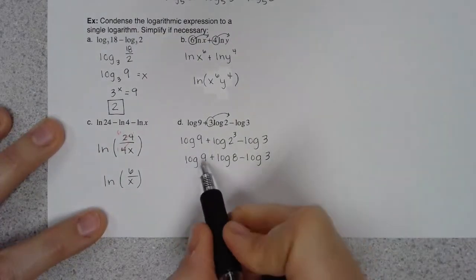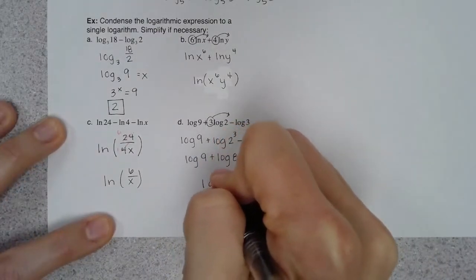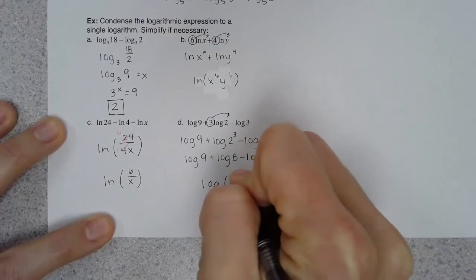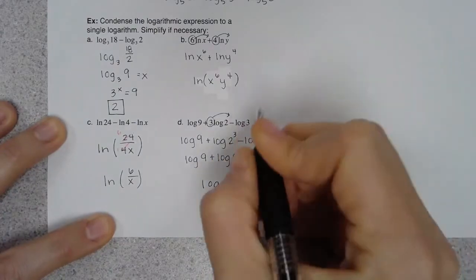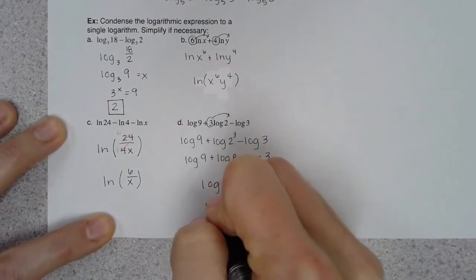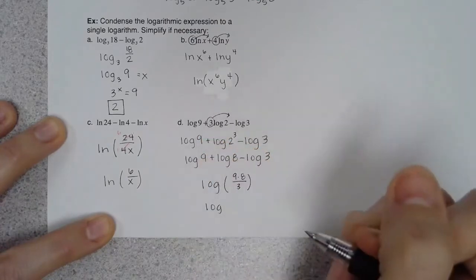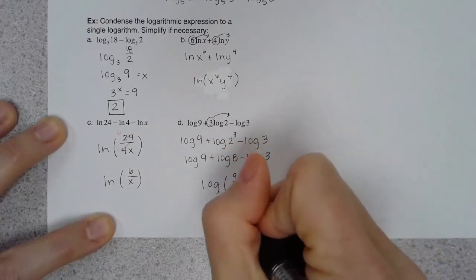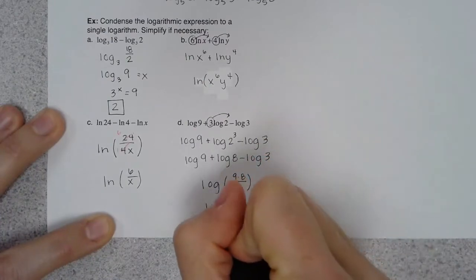So addition becomes multiplication, so this is where you're just going to write it once. The 9 times 8 is going to go up in the top because addition becomes multiplication when I condense, and then the 3 will go in the bottom. And then, remember, log without a base is the common log, so it's log base 10. We just don't have to say the 10. 9 times 8 is going to give me 72 in the top and 3 in the bottom.